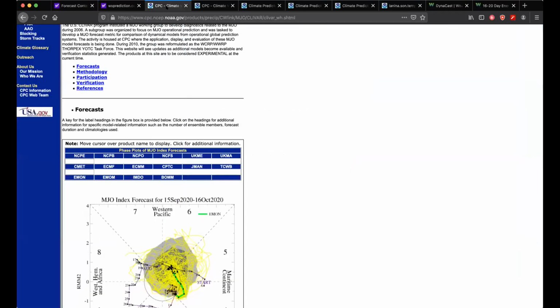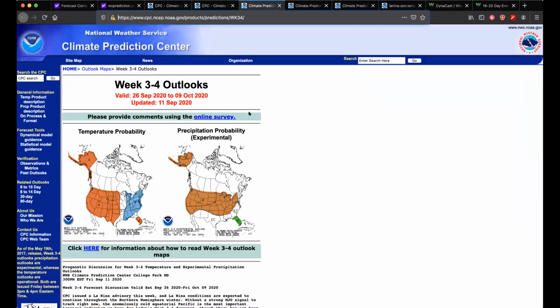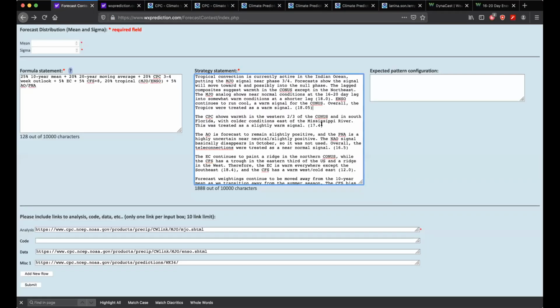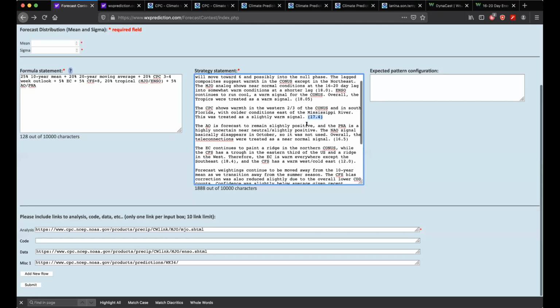Looking at the CPC, we see that we have warmth expected in most of the western two-thirds, and we have actually a pretty large area of cool anomalies expected east of the Mississippi River, excluding Florida. So I treated that as only a slightly warm signal, so that comes in at a value of 17.4.